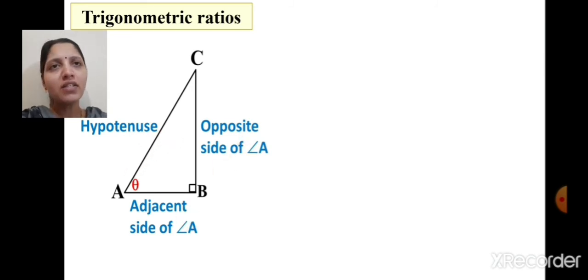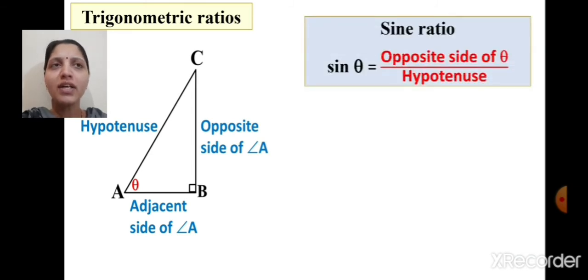There are 6 trigonometric ratios. Out of these, only 3 trigonometric ratios we are going to learn in 9th standard. So the first trigonometric ratio is sine ratio. It is also written as sine theta. This is the short form of this sine ratio.